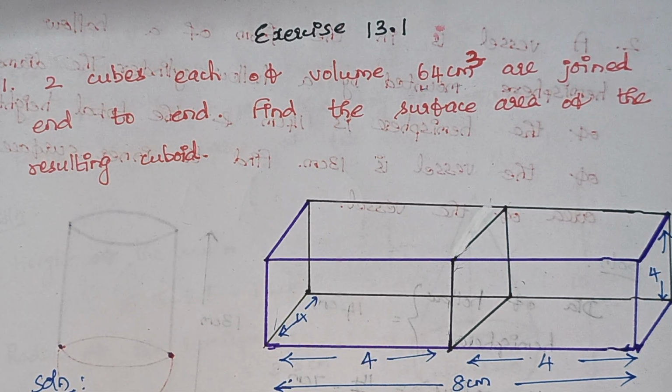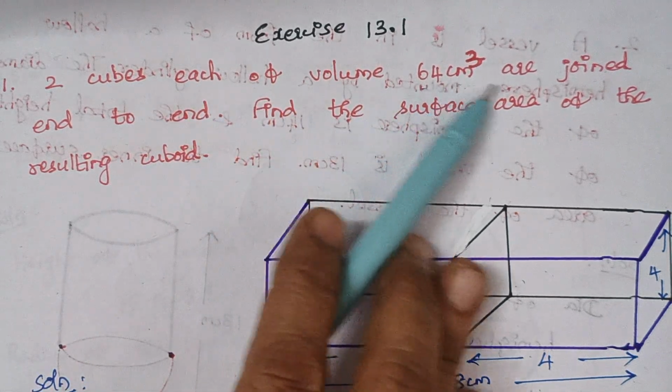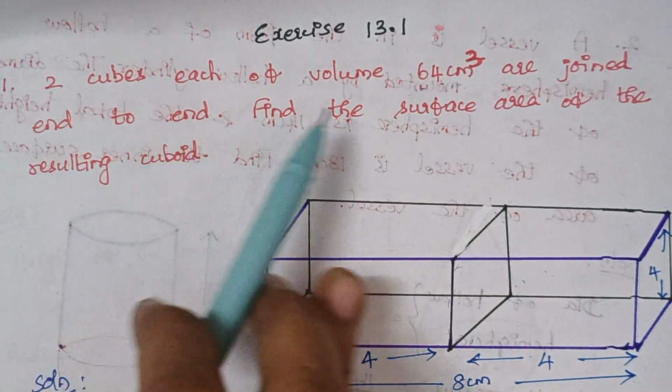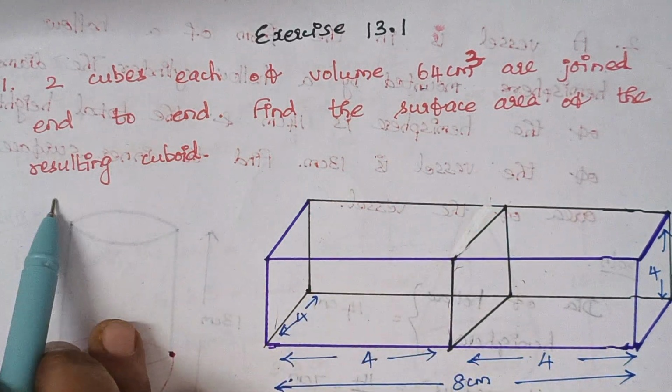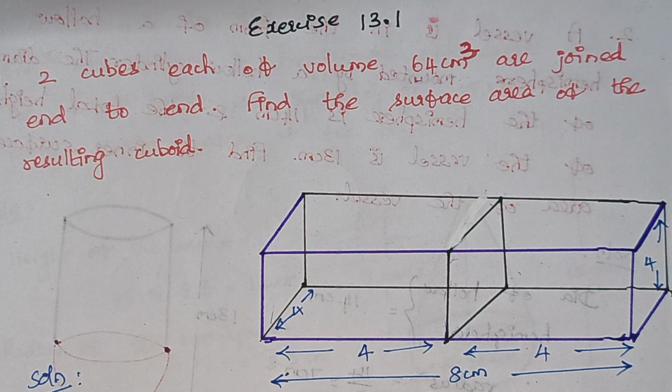So problem 1: two cubes, each of volume 64 centimeter cube, are joined end to end. Find the surface area of the resulting cuboid. Here I believe you people know the difference between cube and cuboid. The key difference is that in a cube all the sides are equal, right, all the edges are equal, whereas in the case of a cuboid, the values will differ.